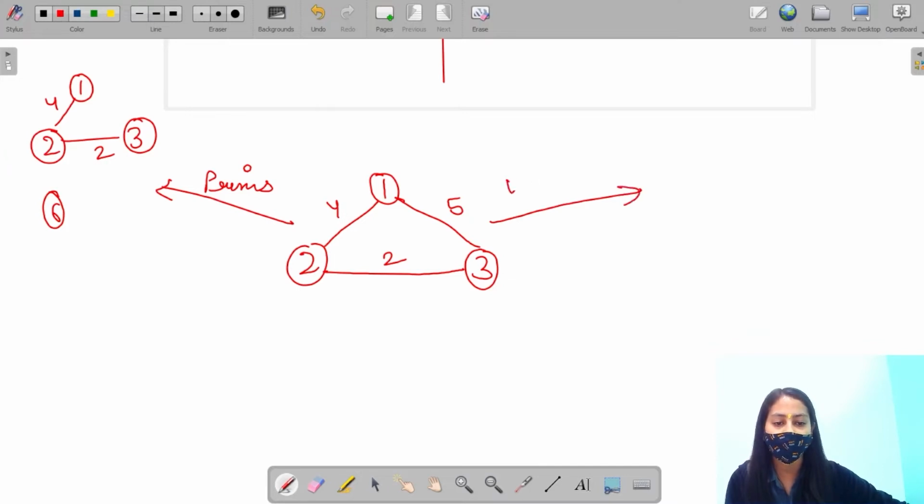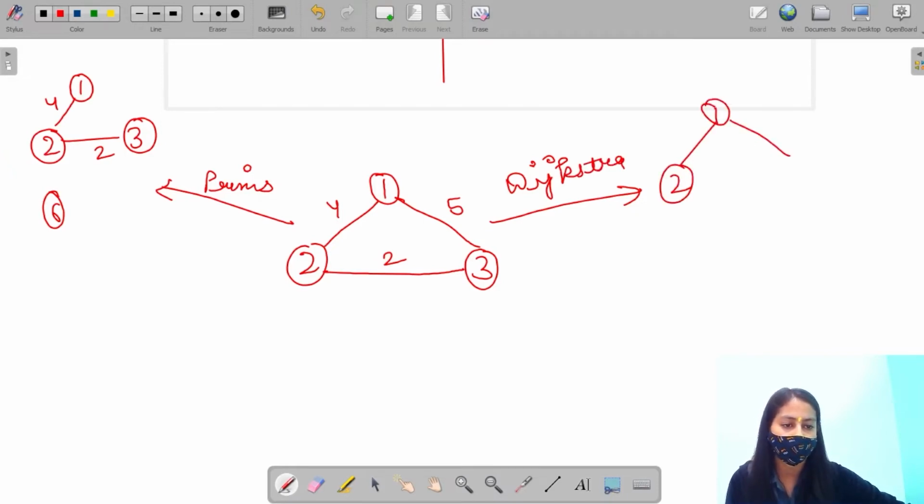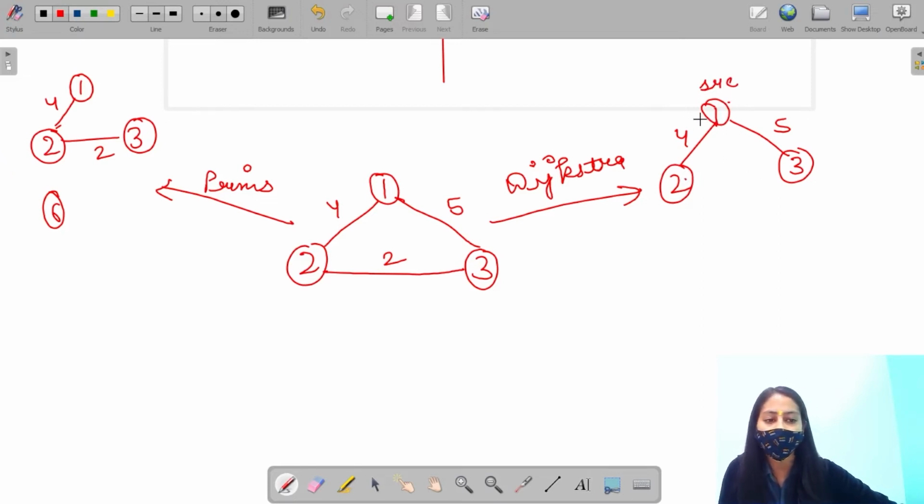On the other hand, when you apply Dijkstra's algorithm to this graph, it will give you the result like this. Now you can see that these two results are totally different, right? So Dijkstra's algorithm will tell you the shortest distance. Here one is our source, right? So Dijkstra's algorithm will tell you the shortest distance to reach from the source to all the vertices of the graph. Now the shortest distance to reach 2 from 1 is what? 4. Here the shortest distance to reach 3 from 1 is what? 5.